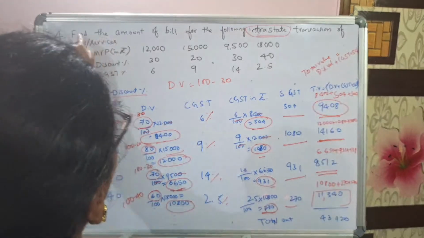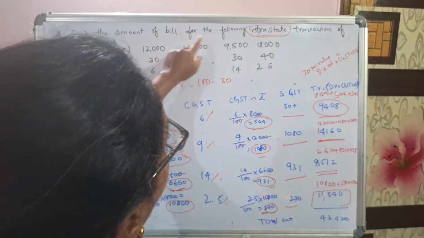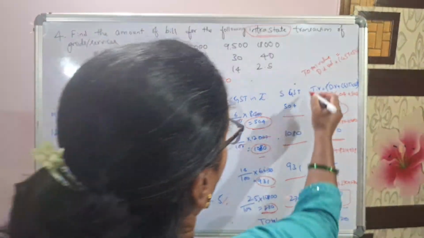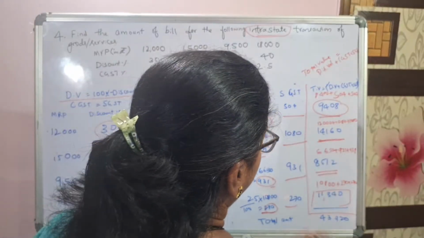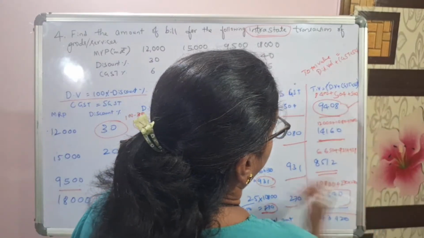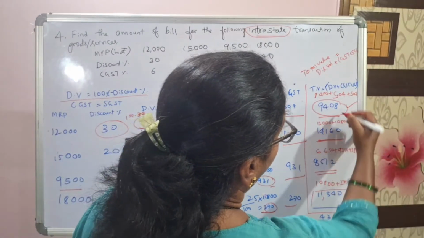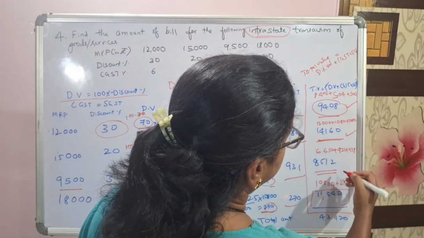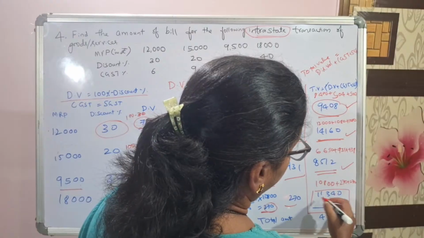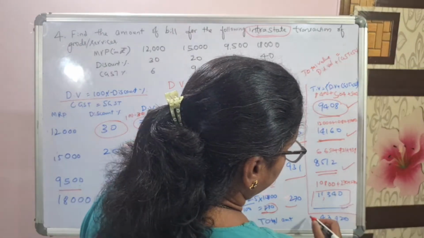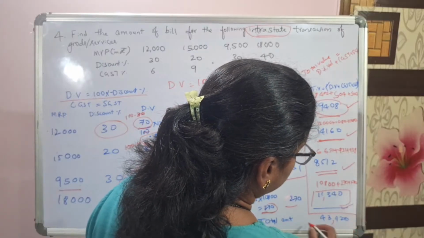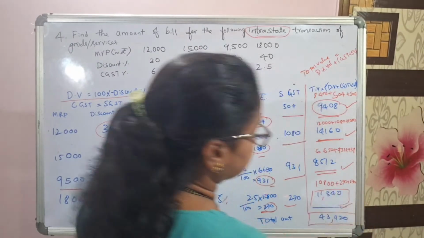So in the question, we have to find the total amount of the bill. So the total amount of the bill is, we have to add up all this. We have to add 9,408 plus 14,160 plus 8,512 and finally 11,340. The final total amount is 43,420 is the final answer.